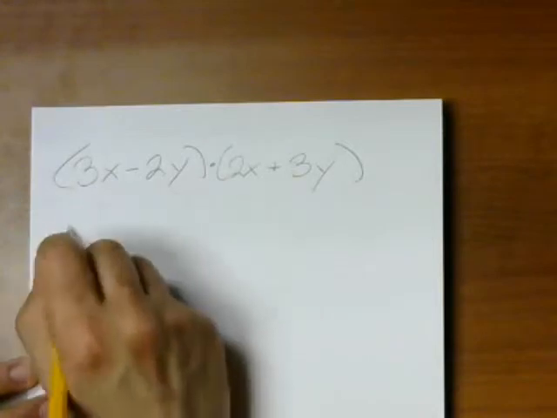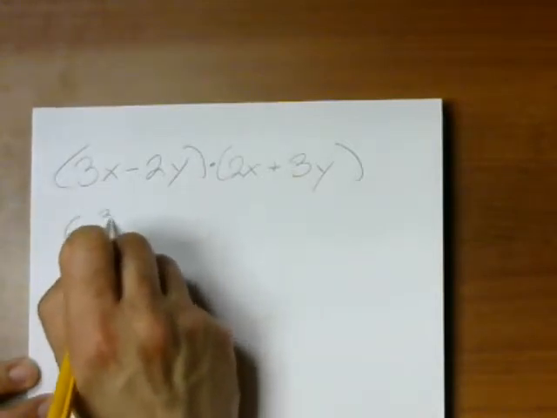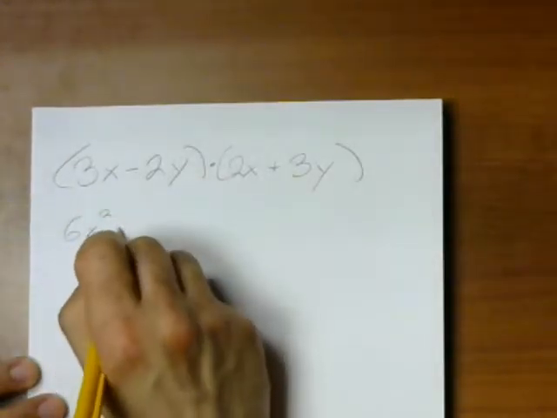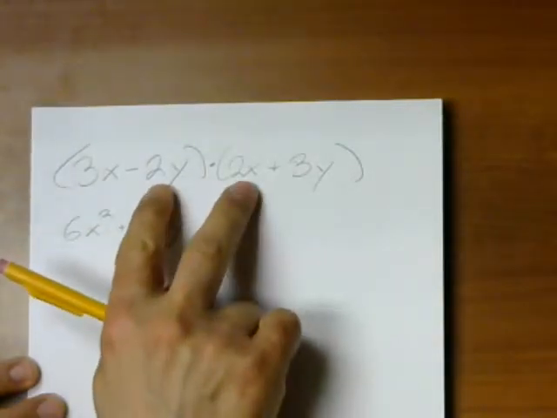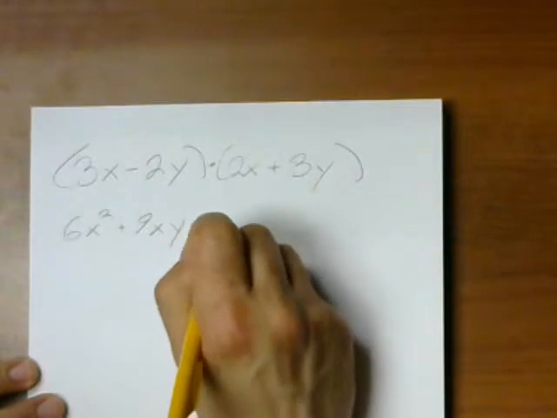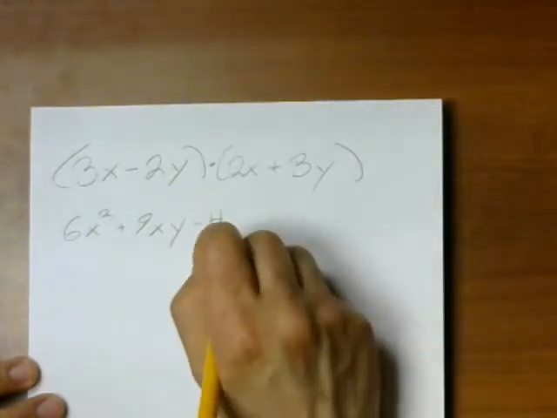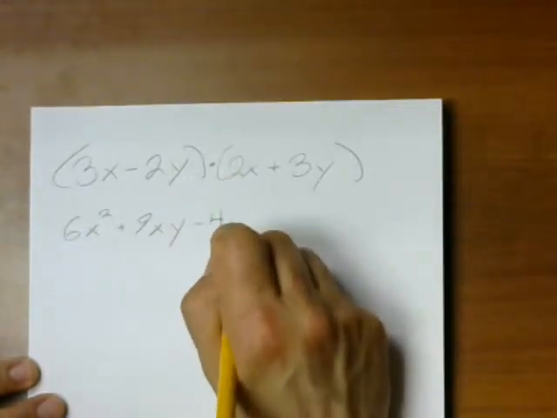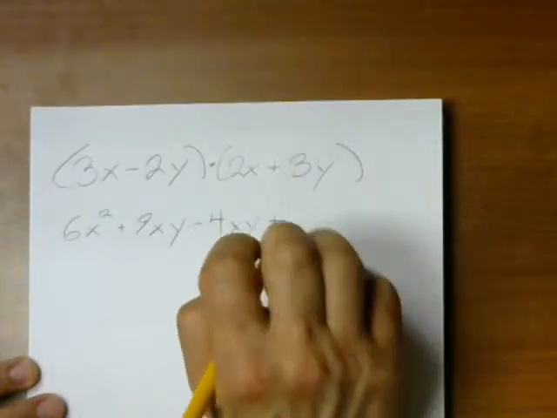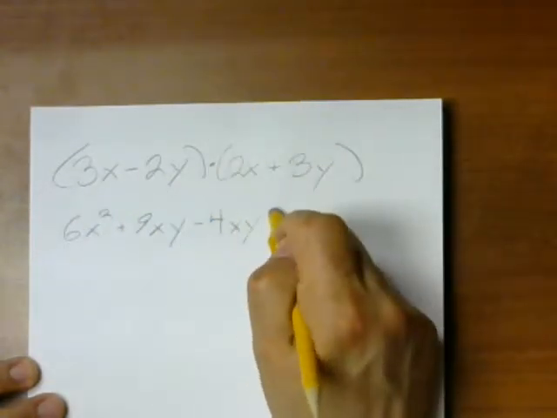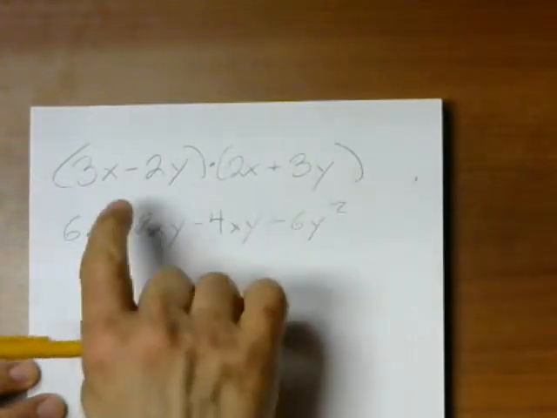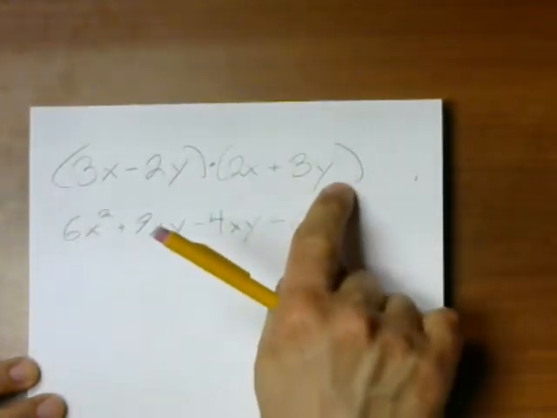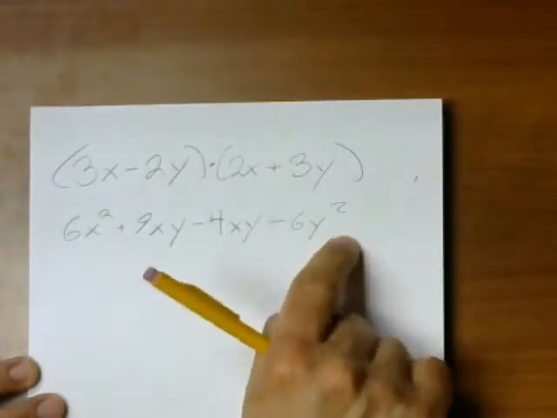Let's take the first terms, 6x squared. Now the outer terms, that's going to be 9xy. The inner terms here, well, we have minus 2 times 2, that's minus 4, and that's times yx, or xy. And then, well, I can write that as a plus or minus. Let's write it as a minus 6y squared, because minus 2y times 3y gives us minus 6y squared.